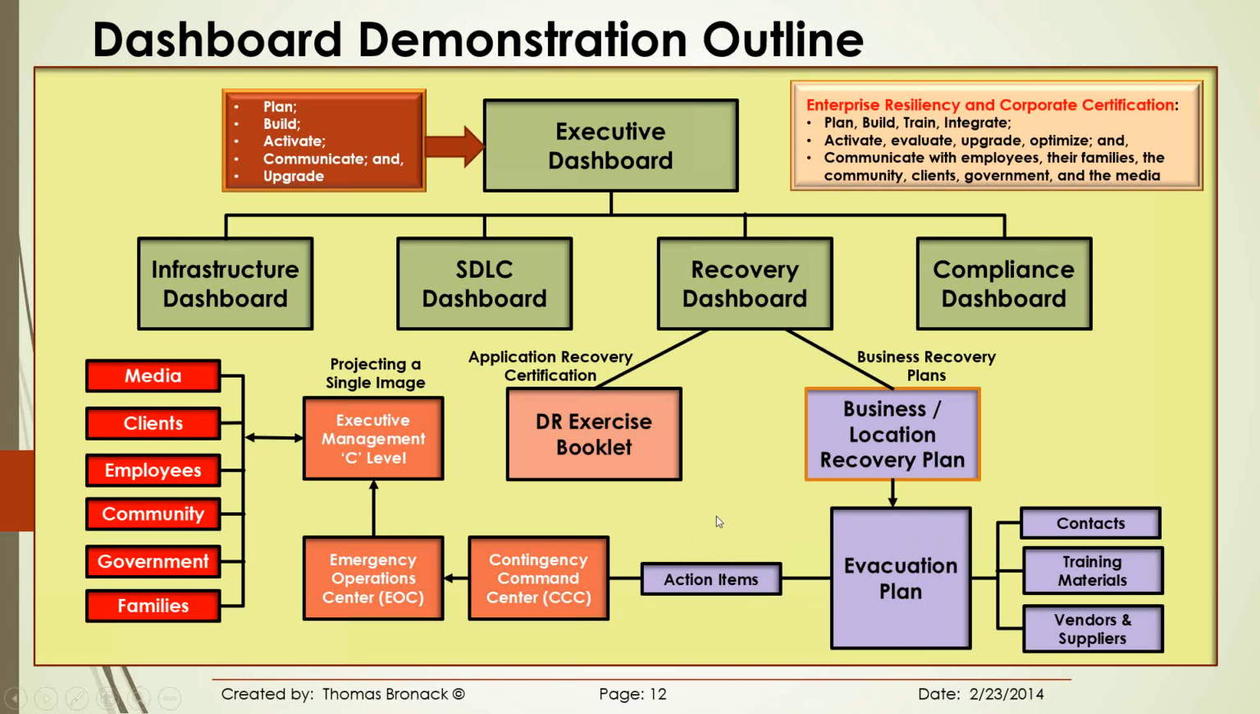They were unconscious, suffering from smoke inhalation, and they were taken to the hospital by emergency medical technicians and luckily recovered. Because of the fast actions that were taken, the company looked good in that situation. And executive management, because communication went from the action item to the contingency command center, who informed the emergency operations center people, who informed the executive management. Since we want to project a single image to the rest of the world, the executive management or their communications liaison spoke with the media, clients, employees, the community, government, and families.